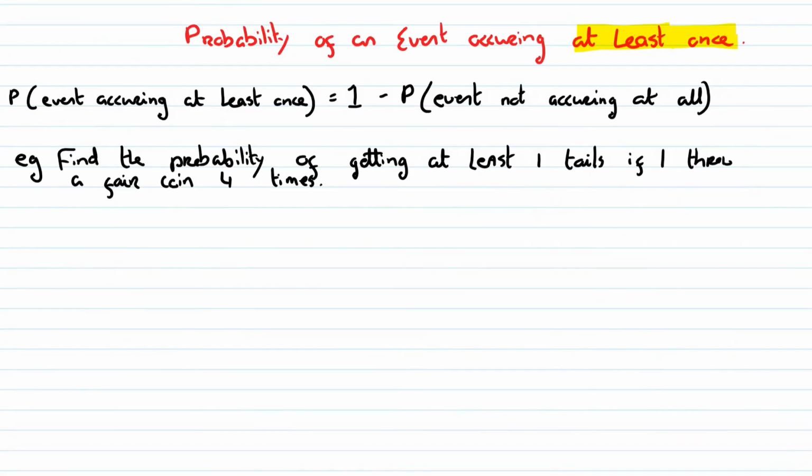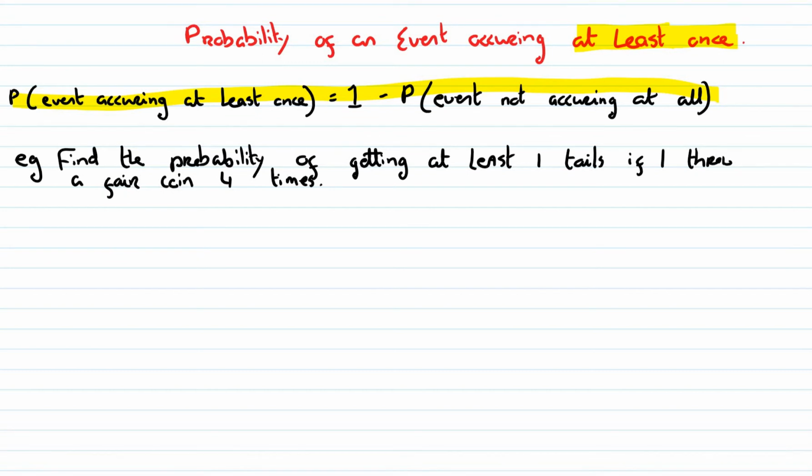Okay, lastly then, we're going to look at finding the probability of an event occurring at least once. Okay, so right, at least once means like once or over. Right, so here's the formula for it. The probability of an event occurring at least once equals 1 minus the probability of the event not occurring at all. Right, if we can learn that, then it's pretty easy.